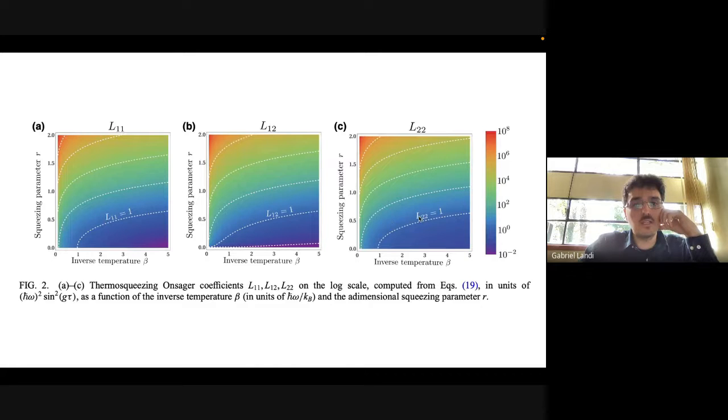So these are all the Onsager coefficients. Here is a function of the inverse temperature. So this is cold and here is hot. And this is a function of squeezing. So here is no squeezing and up here is a lot of squeezing. So this is pretty much how they depend.